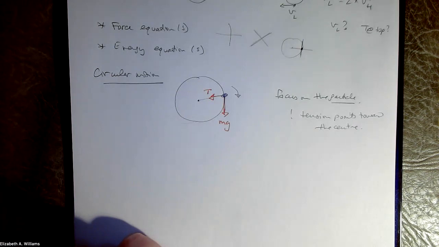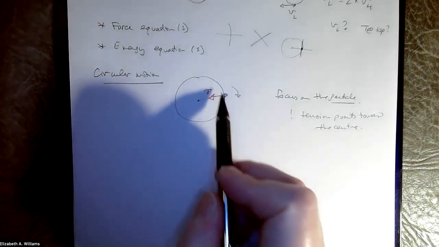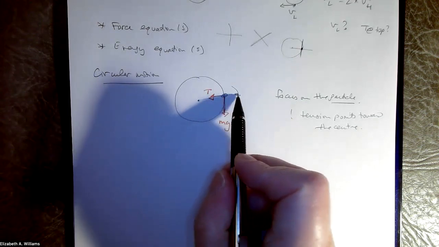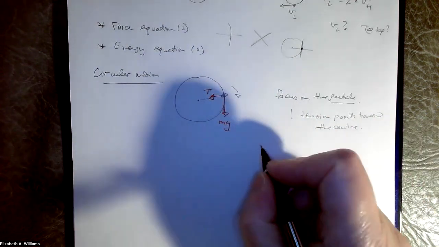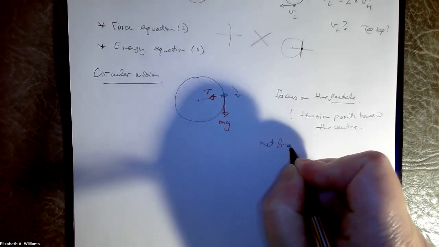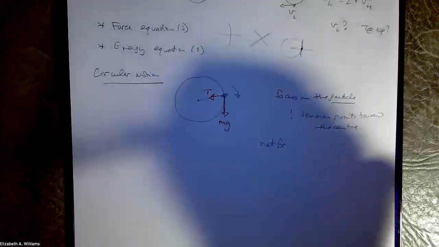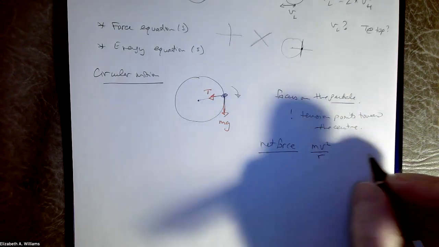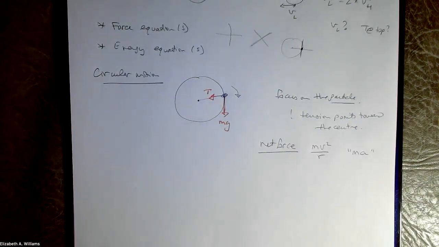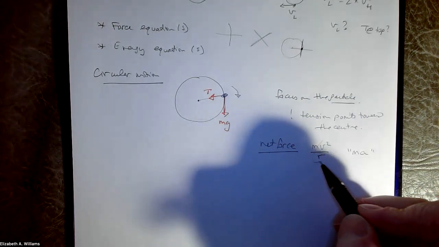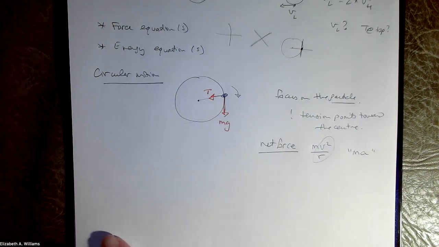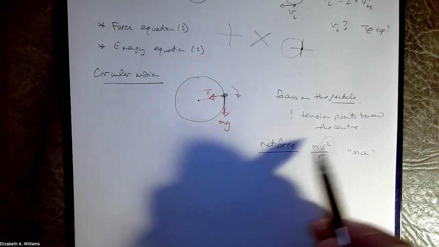The other thing that's important to know is that because of circular motion, your net force for circular motion is mv squared over r. That's your mass times acceleration formula. That's how you say the acceleration for circular motion. There's a whole conversation behind that we're not going to get into in this video. Okay, so that's going to be your net force.